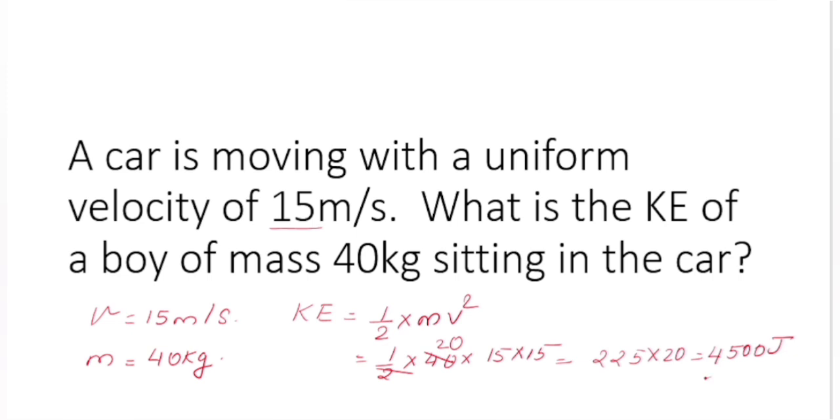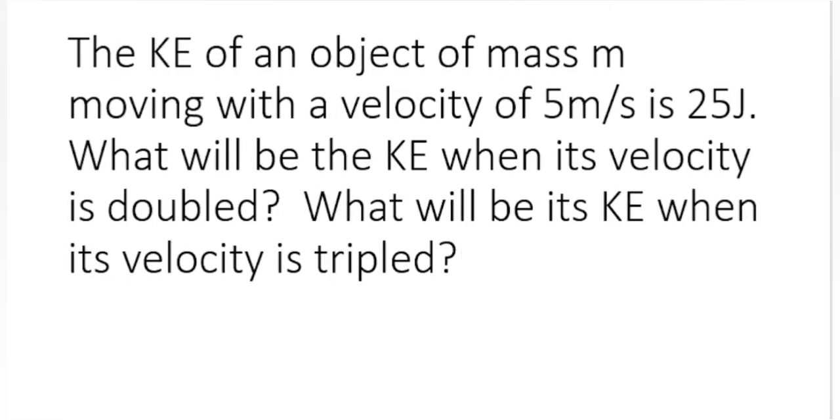4500 joules. The kinetic energy of an object of mass m moving with a velocity of 5 meter per second is 25 joules. What will be the kinetic energy when its velocity is doubled? What will be its kinetic energy when its velocity is tripled? So you know that velocity is equal to 5 meter per second in this case, and kinetic energy is 25 joule, it's given.